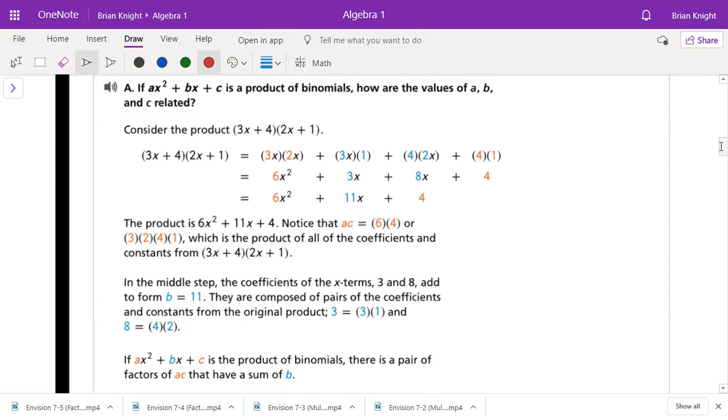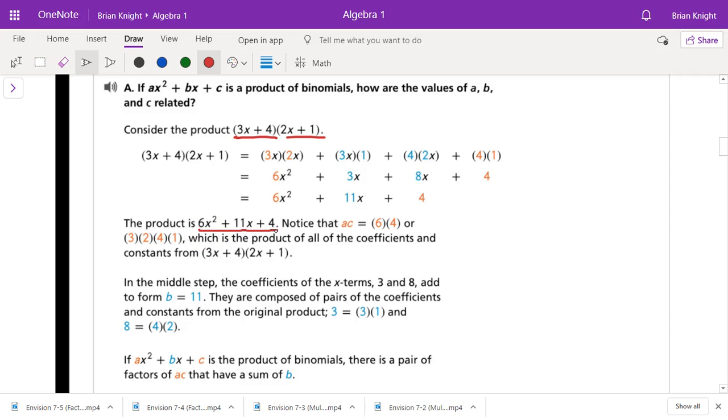All right, so here, notice, we're going back to our original problems, where we multiplied. And so they're just showing you basically how everything is related. When we multiply these out, notice they have everything written out, and then they simplify things. Everybody see what I'm talking about? So it says the product is 6x squared plus 11x plus 4.